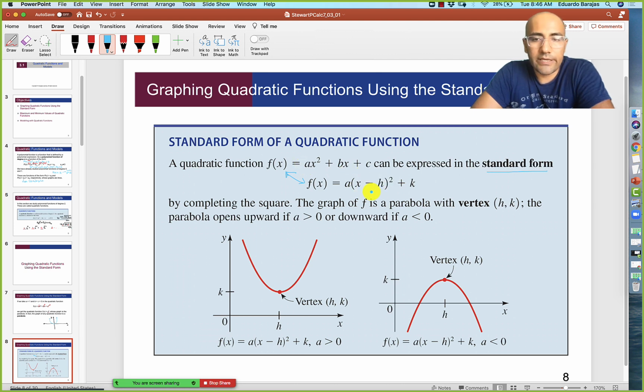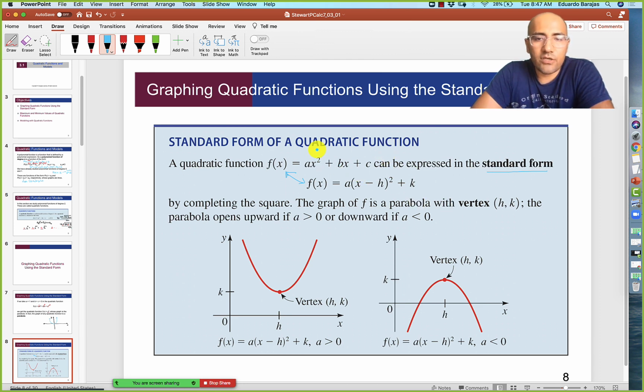When you start with the standard form and you want to go to the polynomial form, super easy. All you have to do is FOIL this, right? You have a binomial squared. You just FOIL it all out, distribute the a, combine the k, and you're there. It's very easy. When you start off with a polynomial and you want to write it in standard form or vertex form, that could take a little bit of work. We use a process called completing the square to do that.